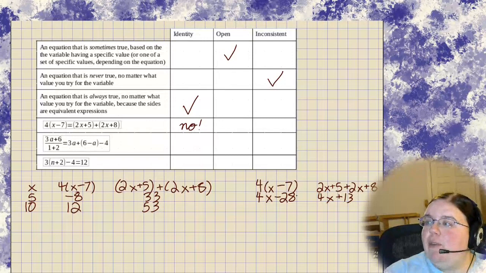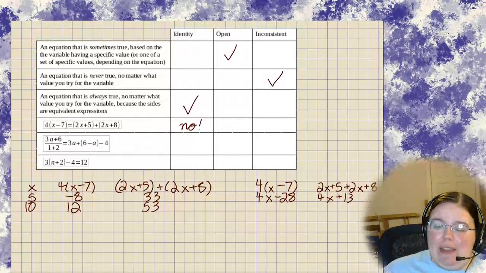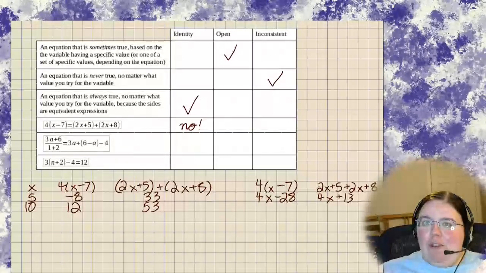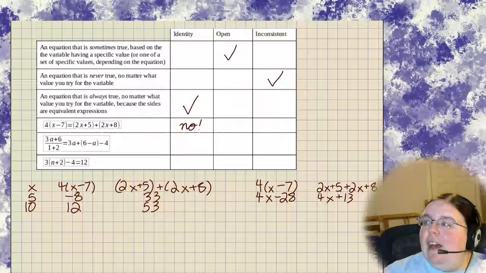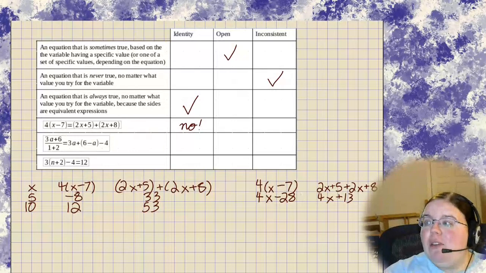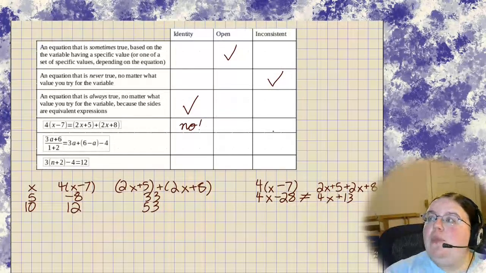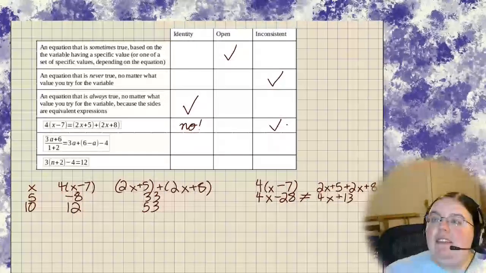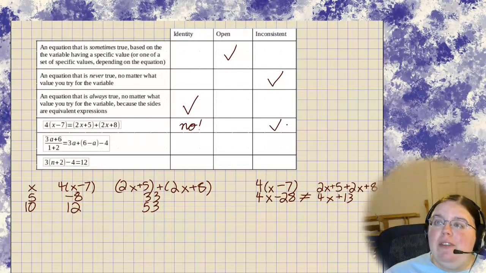Now here's something I notice. The 4x term, no matter what I plug in for x, is the same on both sides. But then on the right-hand side, I'm adding 13 to it, and on the left-hand side, I'm taking away 28, so those cannot help but turn out different. So this is an inconsistent equation, because it cannot avoid turning out different.